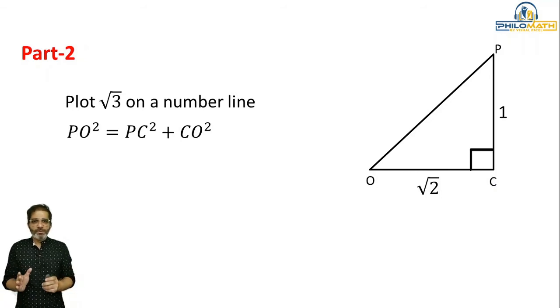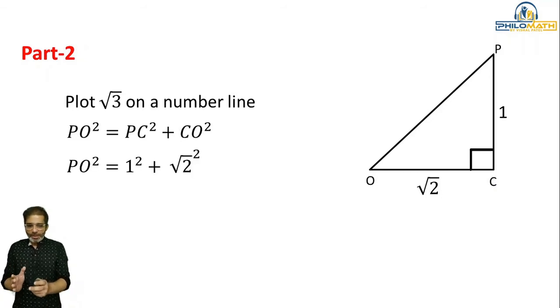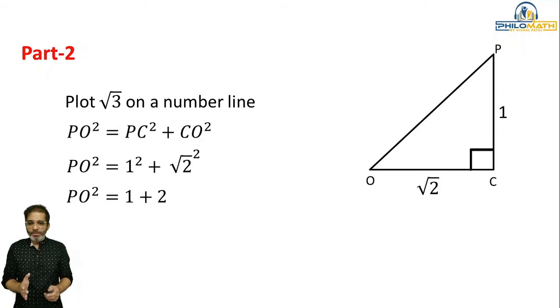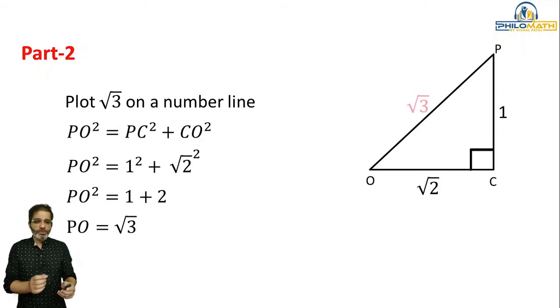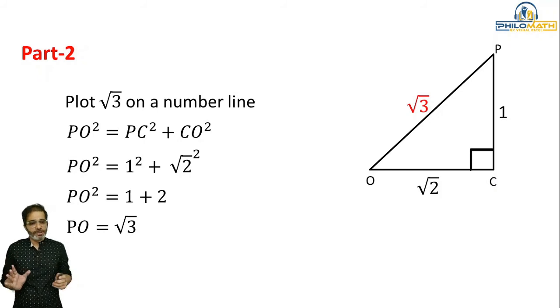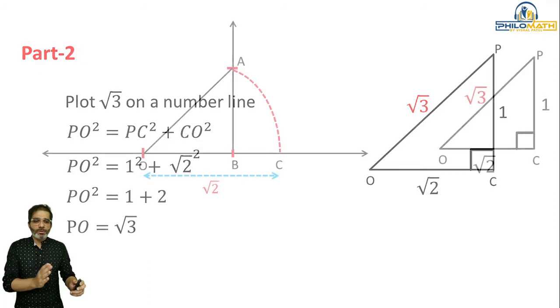So next step, we have to just substitute the values. So I'll get PO square equals 1 square plus root 2 square. And after I solve, I get 1 plus 2, that is 3. So PO is going to be root 3. So in the figure, I'm going to write down PO as root 3. Now I'm going to take the same figure for plotting.